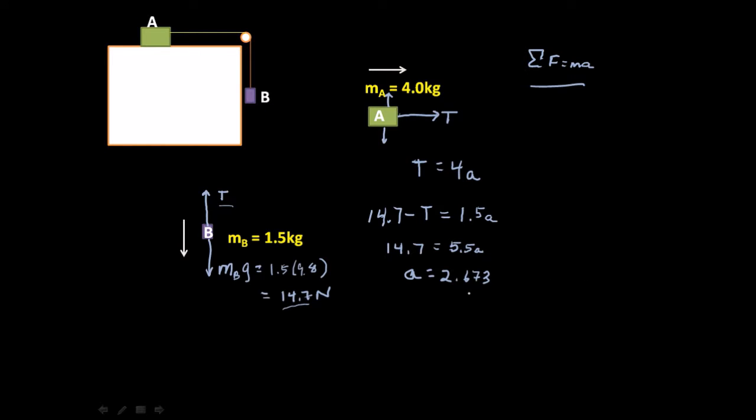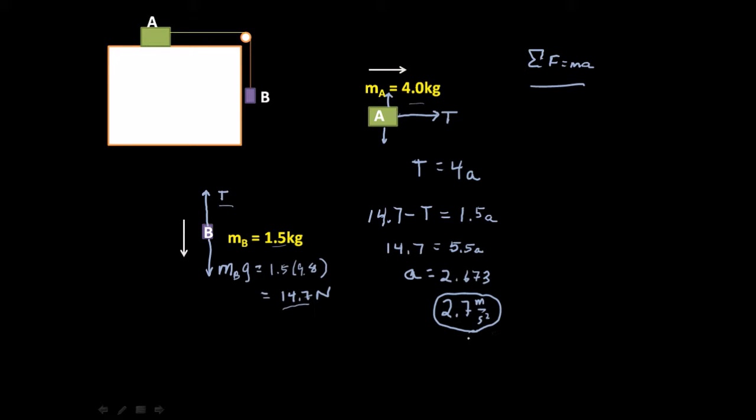If we round that to the correct number of significant figures, well, in this problem we only have two significant figures. We would round that to 2.7 meters per second squared. Notice something really important. It's less than 9.8, but more than 0, which is precisely what we expected.